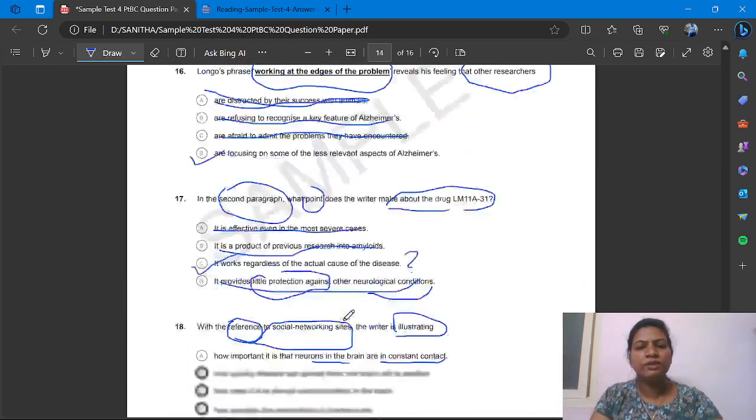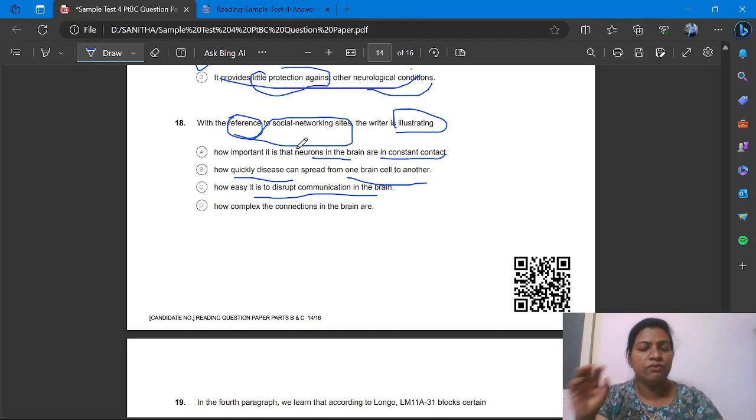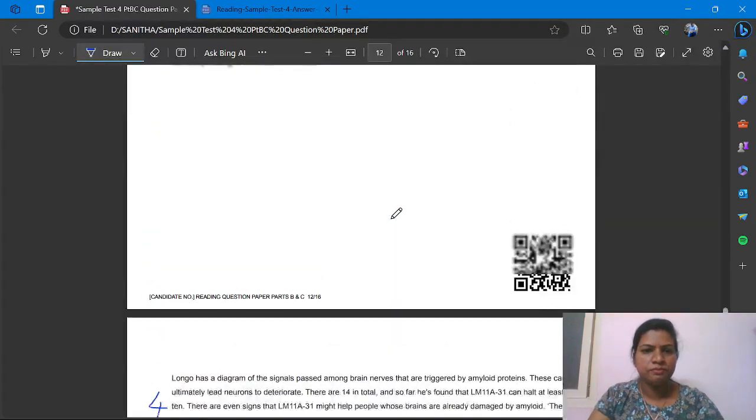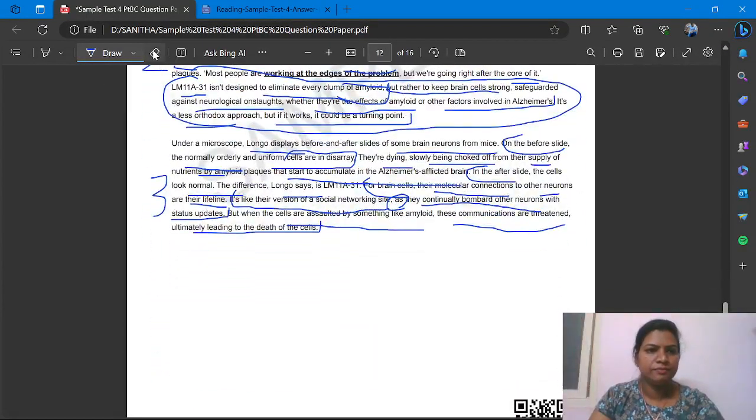Then we have to come to the options with the reference. What is the question? With the reference to social networking site, the writer is illustrating how important it is that neurons in the brain are in constant contact. See, is it said anywhere, neurons in the brain are in constant contact? See here.